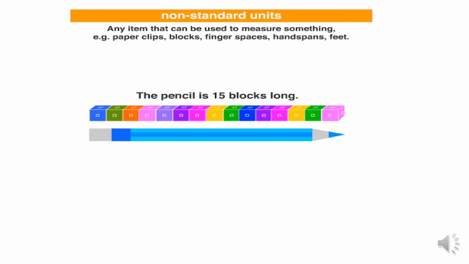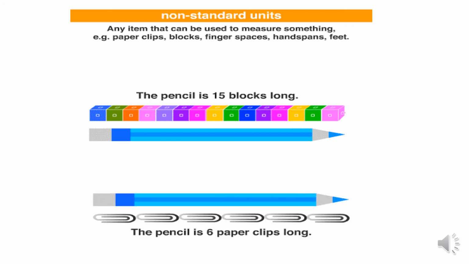Here is a pencil and it's been measured using blocks. We can see that the pencil is 15 blocks long. If we use the same pencil and use paper clips instead, we can see that the pencil is 6 paper clips long. So although it's the same object, our non-standard units of measurement are different.